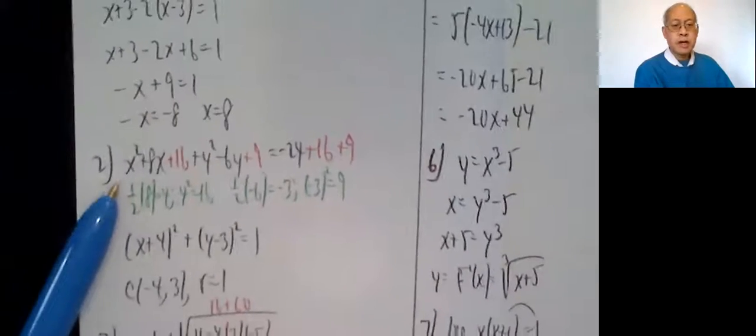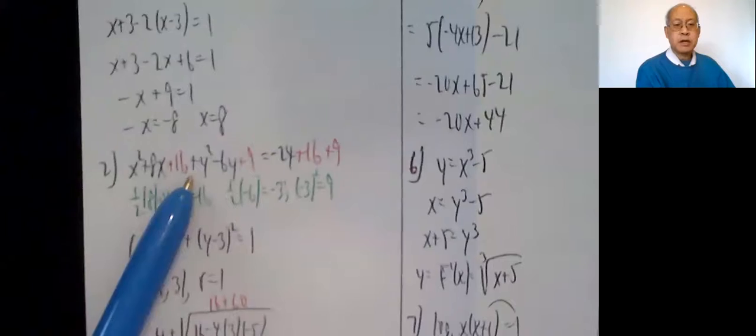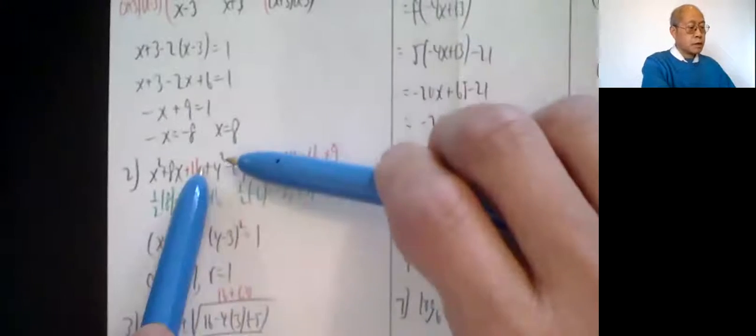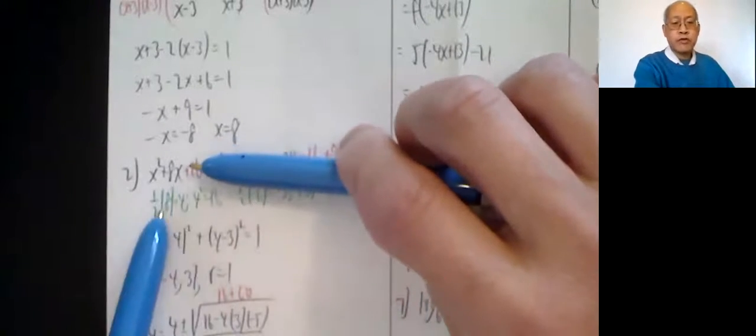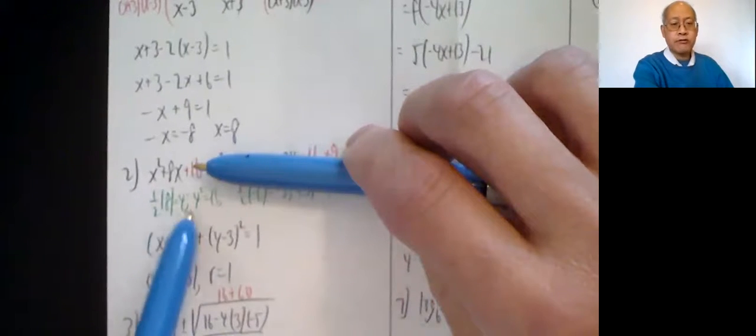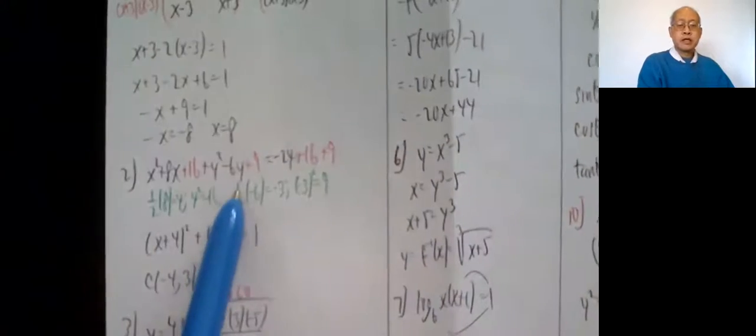Number 2, put the x's together, x squared plus 8x. Put the y's together, plus y squared minus 6y equals negative 24. Okay, how do I get the red stuff? We complete the square. Half the coefficient of x. Half of 8 is 4, 4 squared is 16. Hence add 16 to both sides. Same thing for the y.